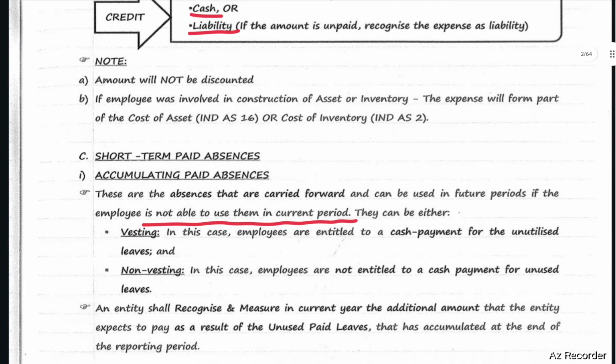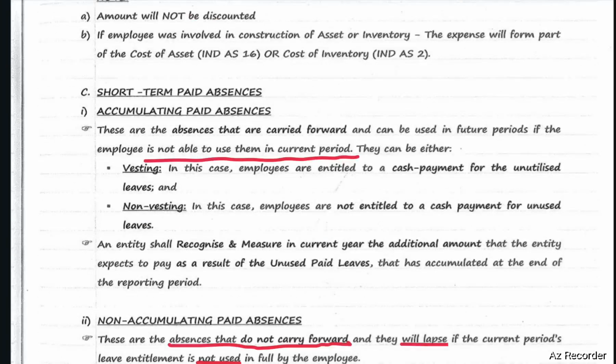Next, short-term paid absences. Short-term paid absences are of two types: accumulating paid absences and non-accumulating paid absences. Accumulating paid absences are absences that are carried forward and can be used in future periods. If the employee is not able to use them in the current period, they can be either vesting or non-vesting. Vesting, in this case, employees are entitled to a cash payment for the unutilized leaves.